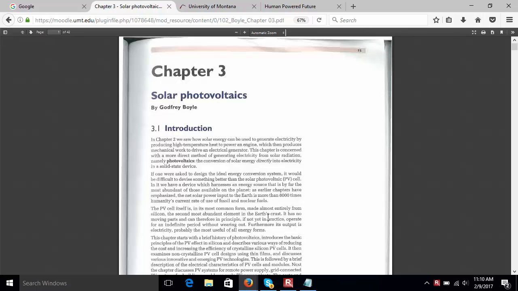All right, so, photovoltaics. Guys, we've covered primary energy in Chapter 1. We covered solar thermal in Chapter 2. And remember, there are 3 modes of heat transfer: radiation, convection, and conduction.